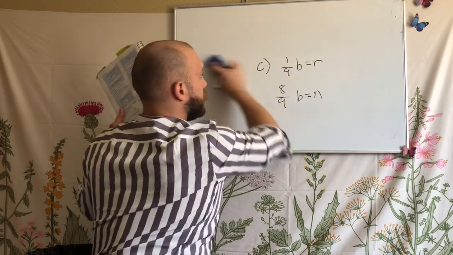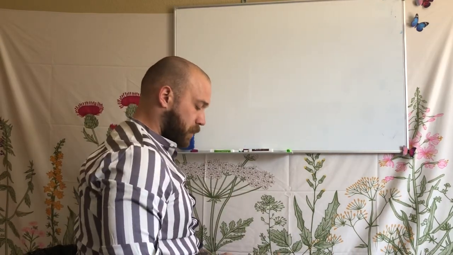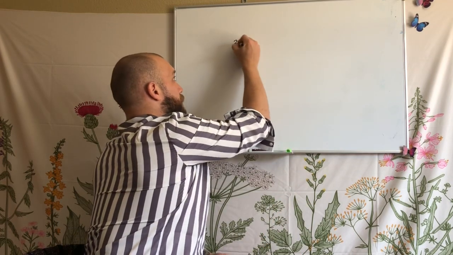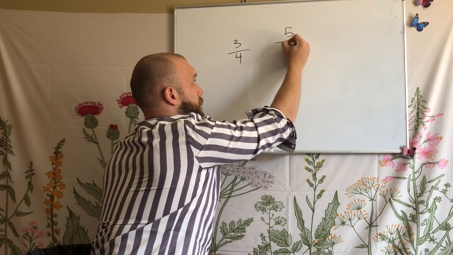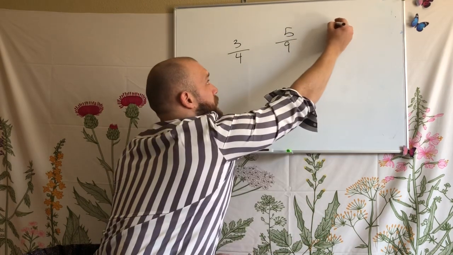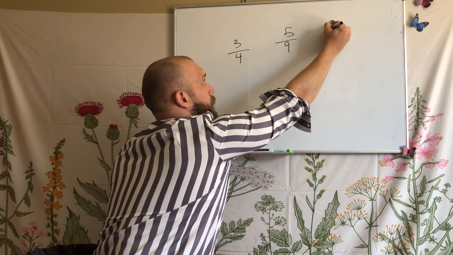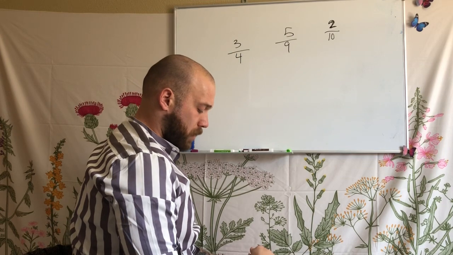So, moving on. Mixed numbers rewriting. So, we're going to rewrite each fraction so it is one more. Here's 3 fractions: 3/4, 5/9, and 2/10. Looks like a Z, let's fix that. There we go. So, we're going to rewrite each fraction so it is one more.